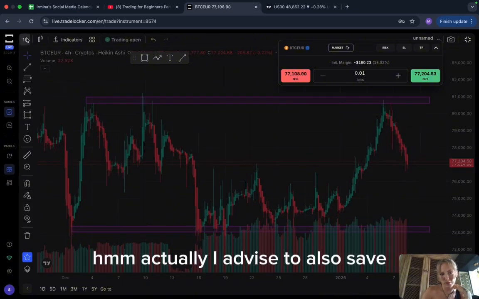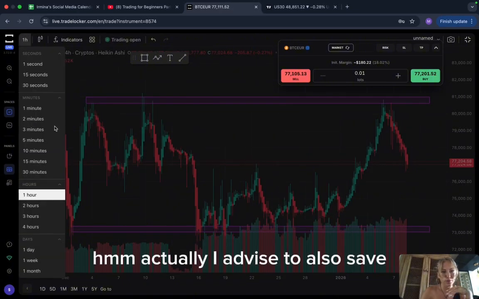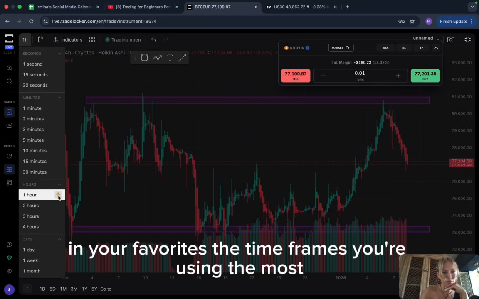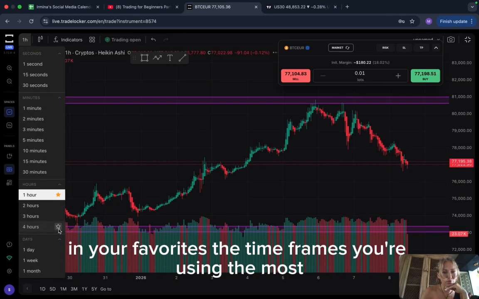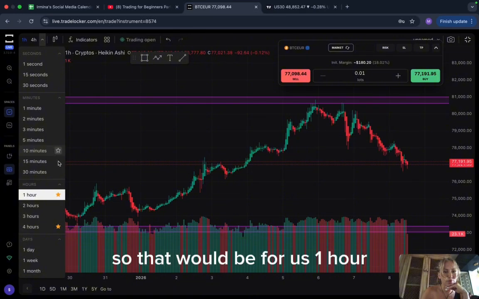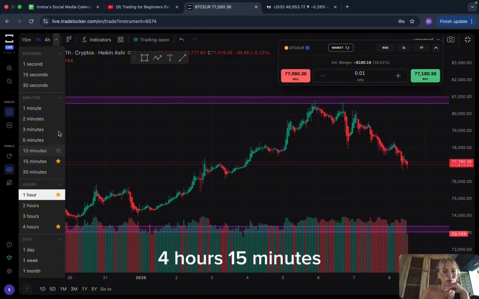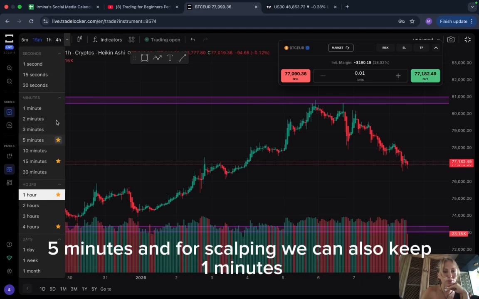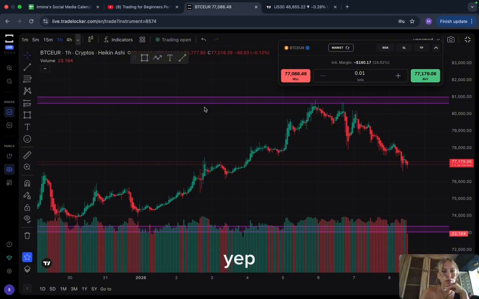Actually, I advise to also save in your favorites the time frames you're using the most. So that would be for us 1 hour, 4 hours, 15 minutes, 5 minutes, and for scalping we can also keep 1 minute.